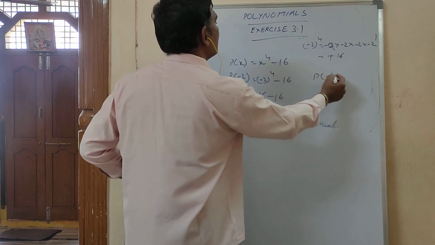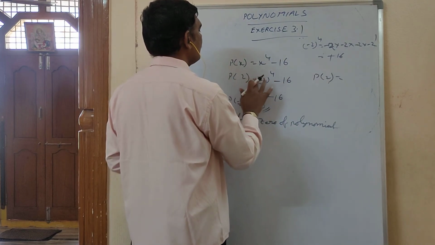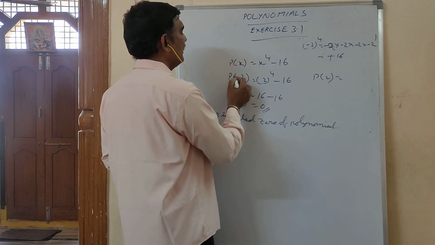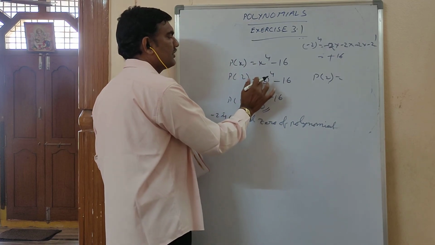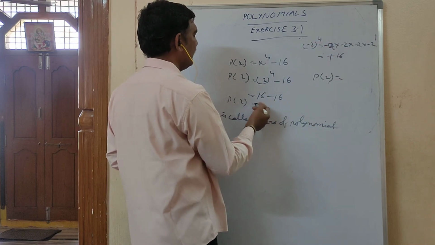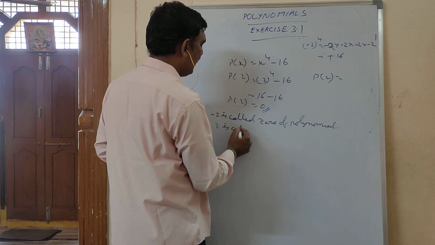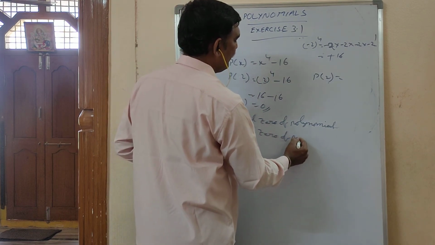Same like this, in place of x write 2, instead of minus 2. Again, how much do you get here? 2 power 4 minus 16. Previously I had written minus 2. 2 power 4 means 2 into 2 into 2 into 2, four times. You will get 16 only. So 2 is also called a zero of the polynomial.